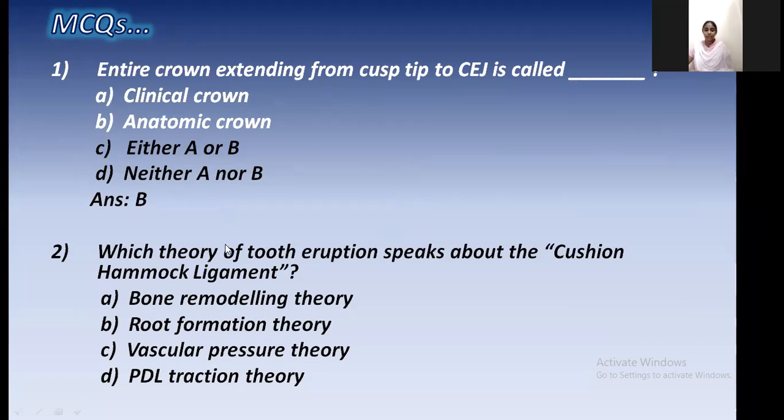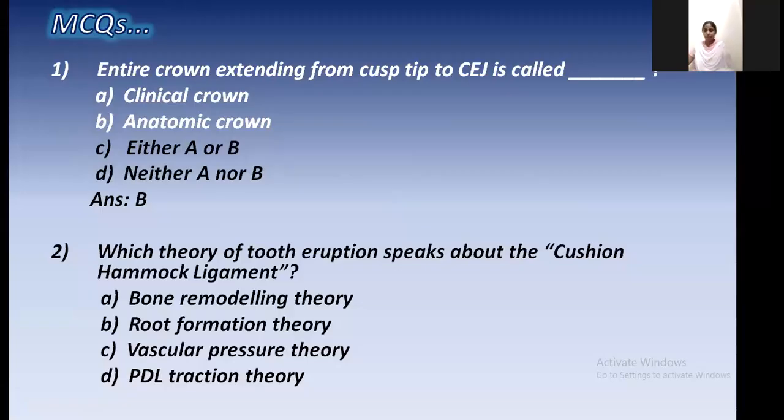Second question. Which theory of tooth eruption speaks about cushion hammock ligament? Option A, bone remodeling theory. Option B, root formation theory. Option C, vascular pressure theory. And option D, periodontal ligament traction theory. The answer is option B, root formation theory.